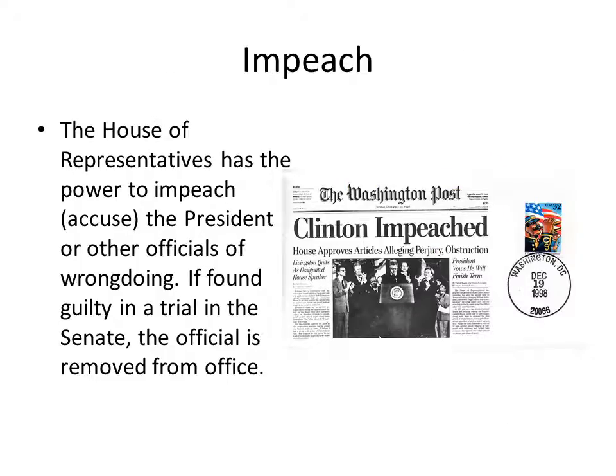Finally, impeach. It's a way the House of Representatives checks the power of the presidency. So basically what happens is the House of Representatives impeaches or accuses the president or other officials of wrongdoing, but they don't try the president. The president gets a trial in the Senate. So they don't get the decision to remove the president. The Senate does.